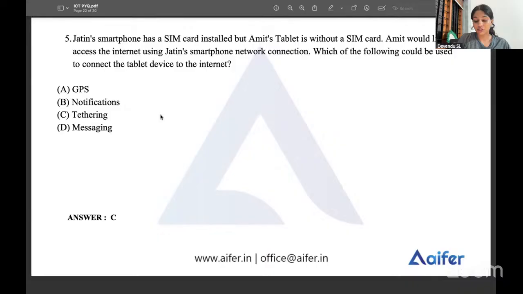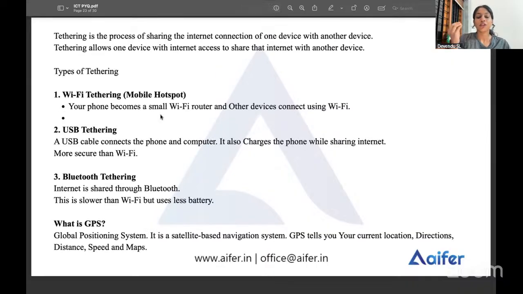And we have another option, GPS also, right? You all have heard what GPS is. You know what GPS is, right? GPS is Global Positioning System. It is a satellite based navigation system. GPS tells you a current location, direction, distance, speeds, and maps.